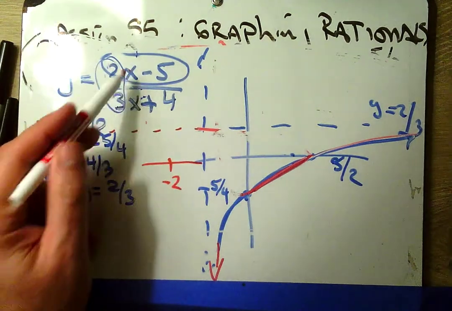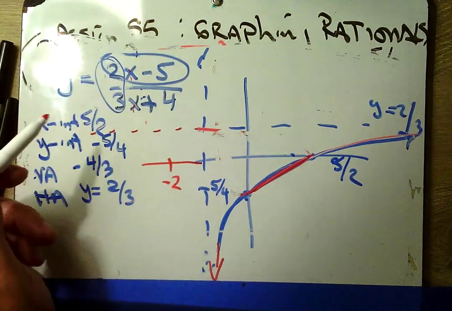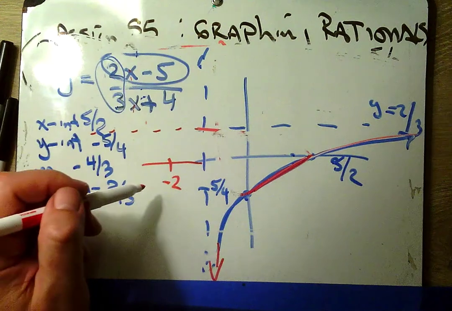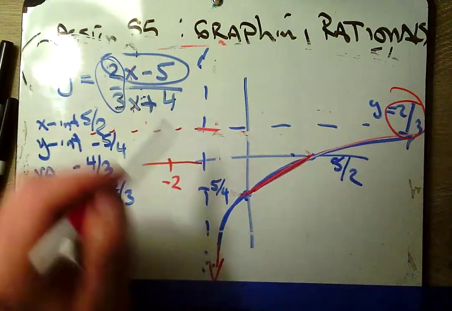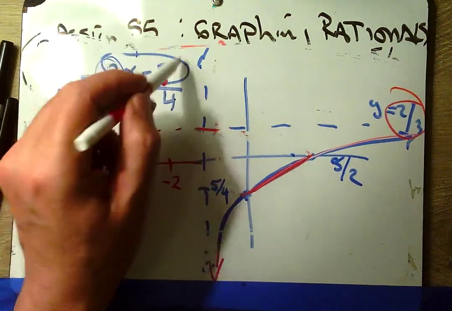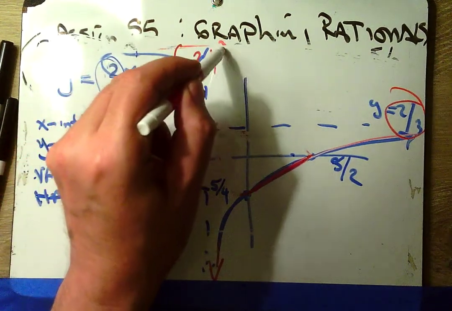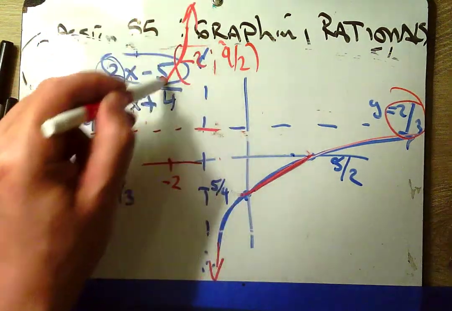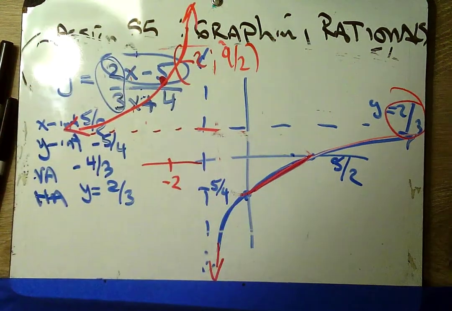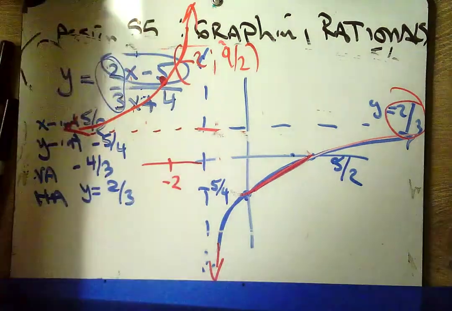And we plugged a -2 into each of these, and we got -9 on top, and we got -2 on the bottom. And we said, well, 4.5 is definitely bigger than 2/3. And so we're up here at -2, 9/2. And so we got this, and we got this. There we go. Okay, so let's move on.